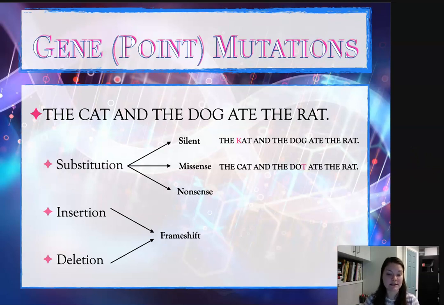You can also have a nonsense mutation. So instead of coding for a different amino acid, it codes for a stop codon. Remember, that's kind of like your period. That's going to end the amino acid sequence. The cat end. So instead of an A, it got substituted with an E, which caused the rest of the sequence to stop. Okay. Here's the one that a lot of people got confused on, so I want to clarify.